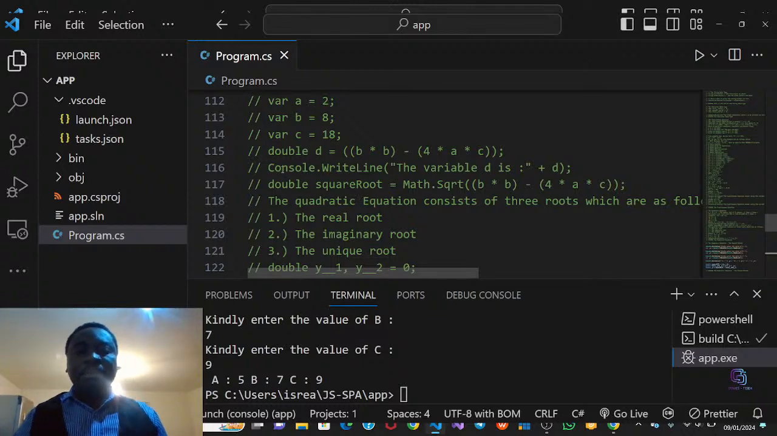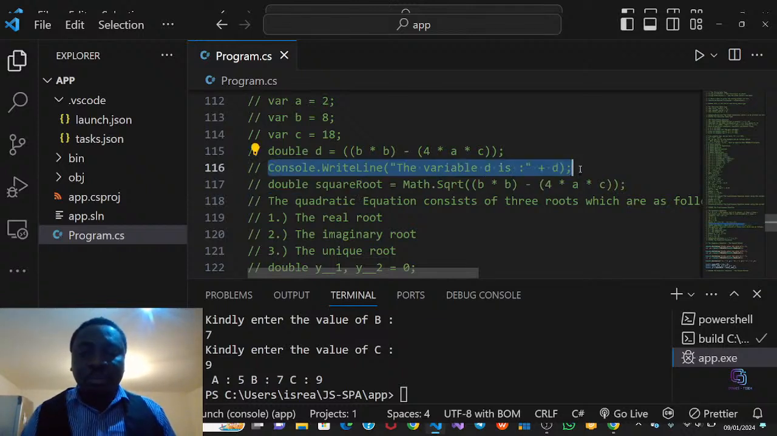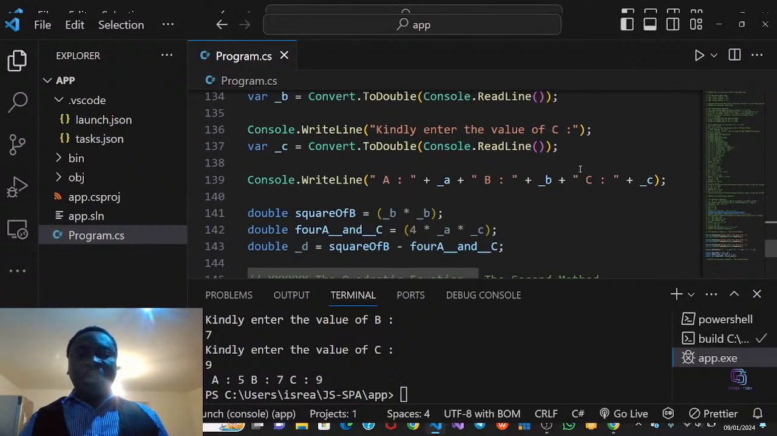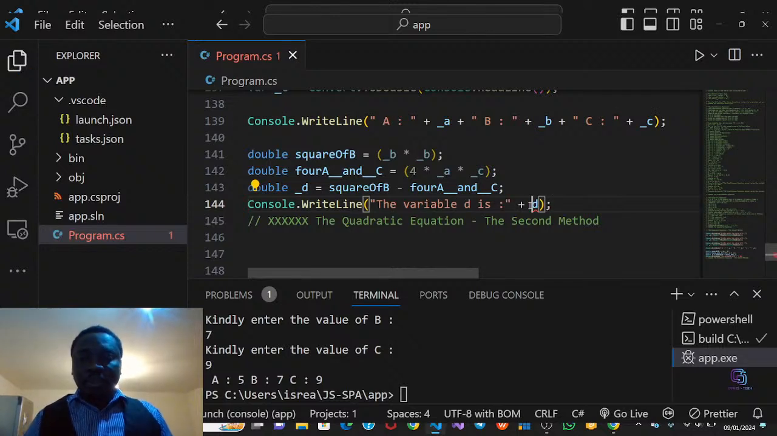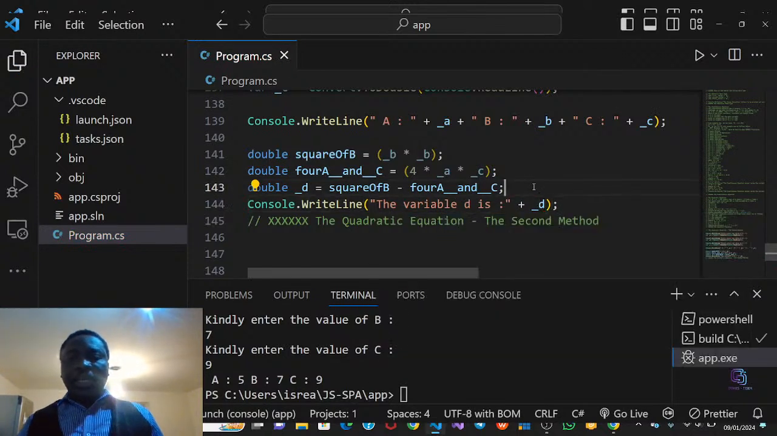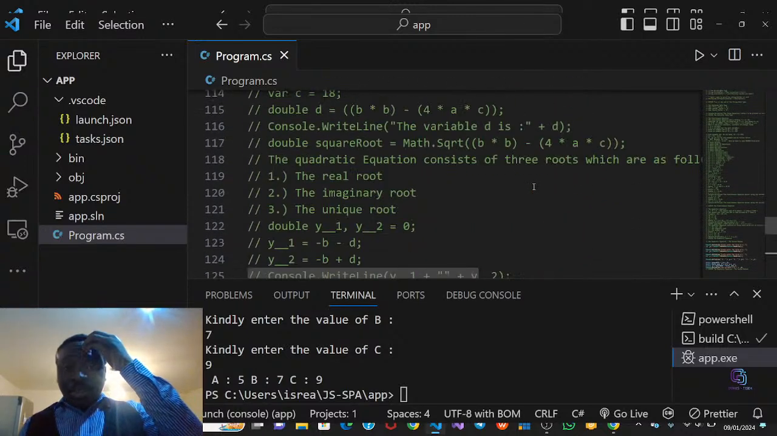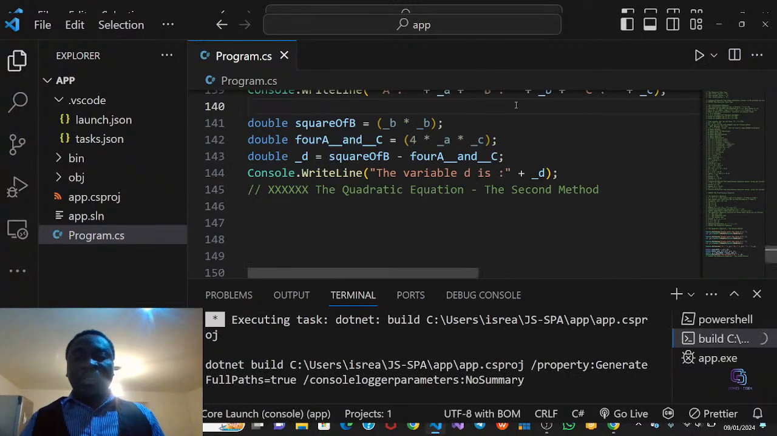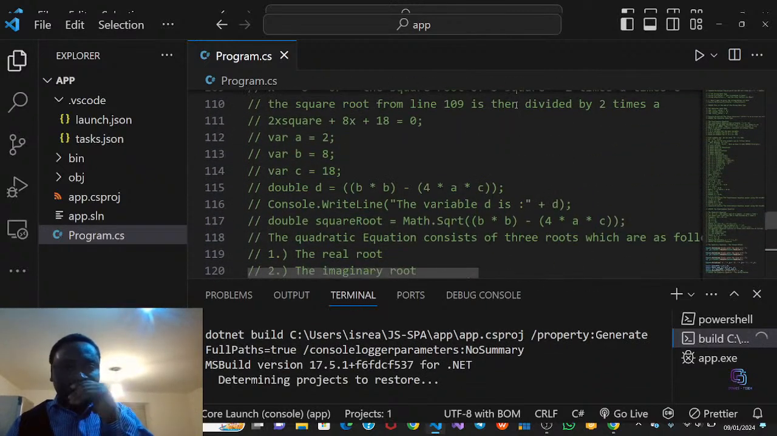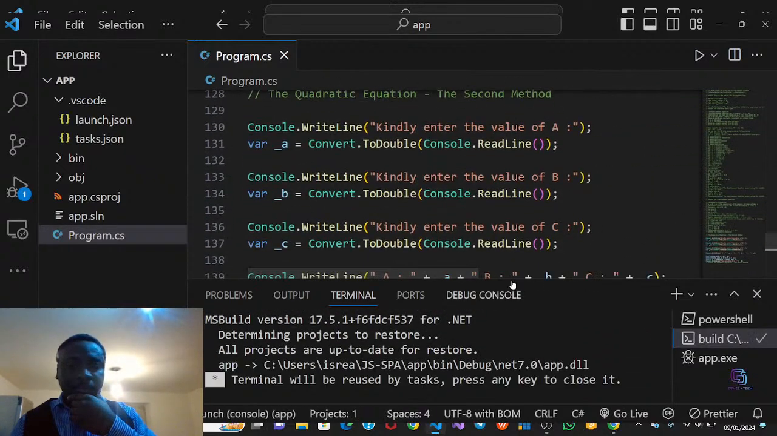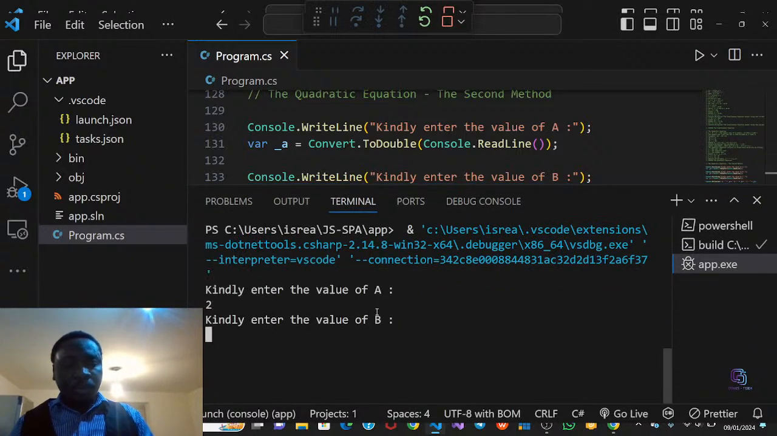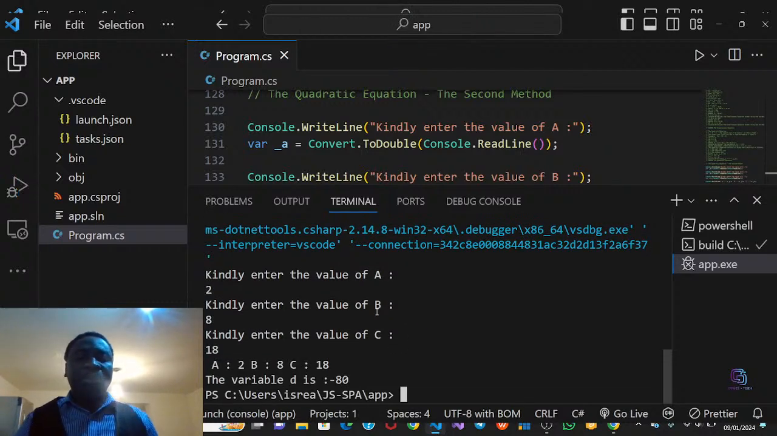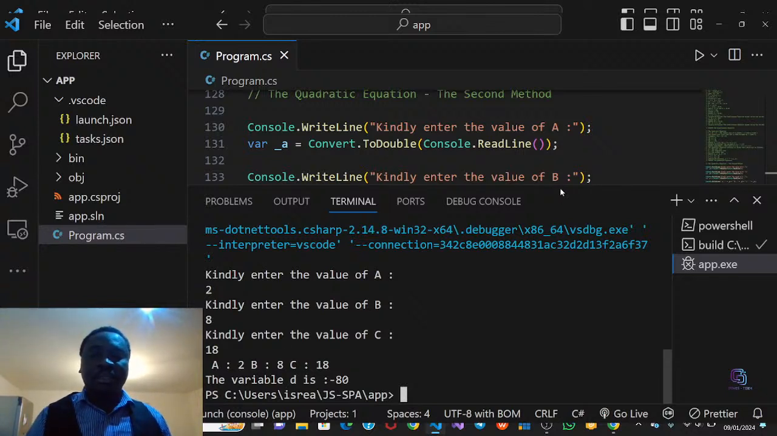Next, we want to print out the value of what's been solved. So I want to print out what's underscore d. So now the best thing is to enter the values. So a is 2, b is 8, c is 18. So the variable d is minus 80.